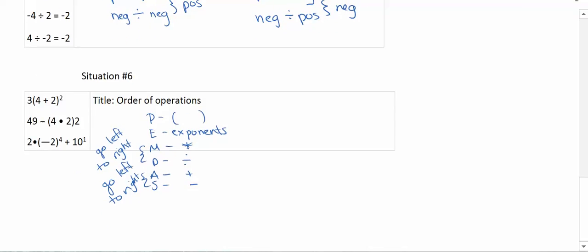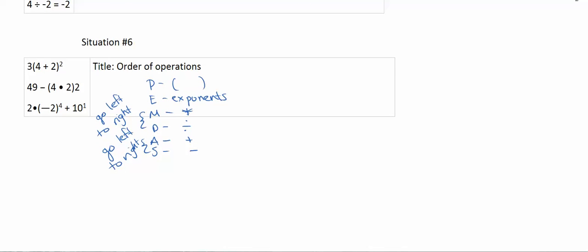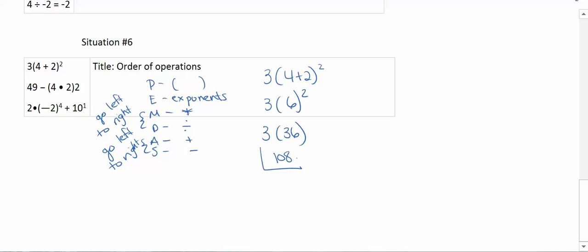So for example, when you look at these situations, the first one is 3(4 plus 2) squared, so there are parentheses, so I'm going to do 4 plus 2, which is 6. Then there is an exponent, so 36. And then 3 times 36 is 108. So just make sure you do the correct order of operations if you want to get the right answer.